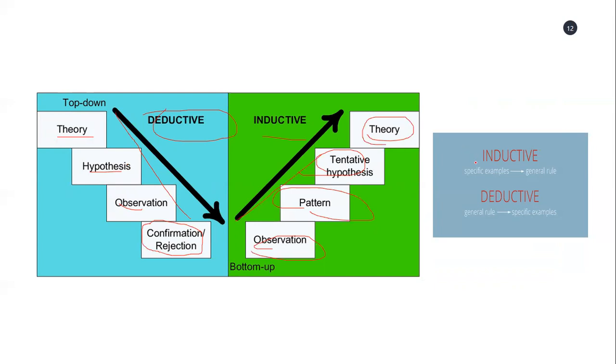For example, when you talk about inductive, it is from a specific to a general rule. See, from one particular specific thing, we come to a generalized theory. But when you talk about deductive, it is something general which we are considering, and we come to a particular conclusion. So this is how it works.